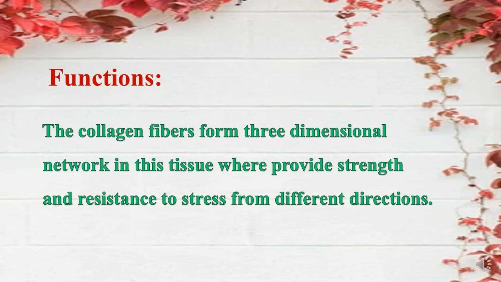The function of dense irregular connective tissue: the collagen fibers form a three-dimensional network in this tissue to provide strength and resistance to stress from different directions. نتيجة ترتيب الكولاجين bundles باتجاهات مختلفة بالdense irregular connective tissue، بالتالي راح يعطي tensile strength و resistance to stress ومن اتجاهات مختلفة.